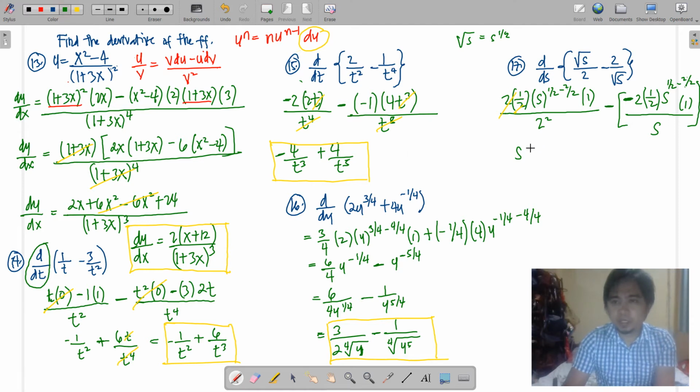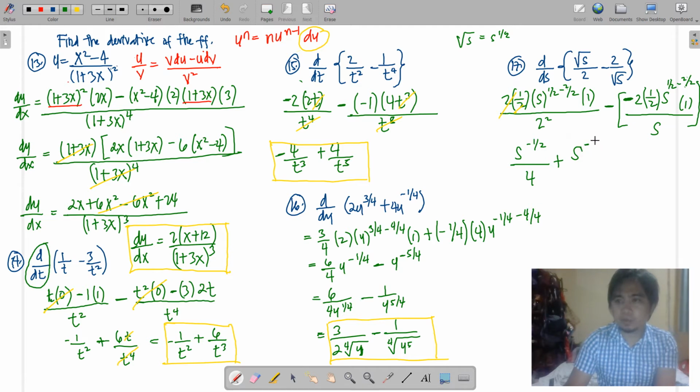Yan. Okay. So, s raised to negative 1/2, all over 4. Negative times negative becomes positive, ano? So, s raised to negative 1/2 pa rin yan, all over s. Okay? So, remember that all over s is parang s raised to 1 yan, ano?